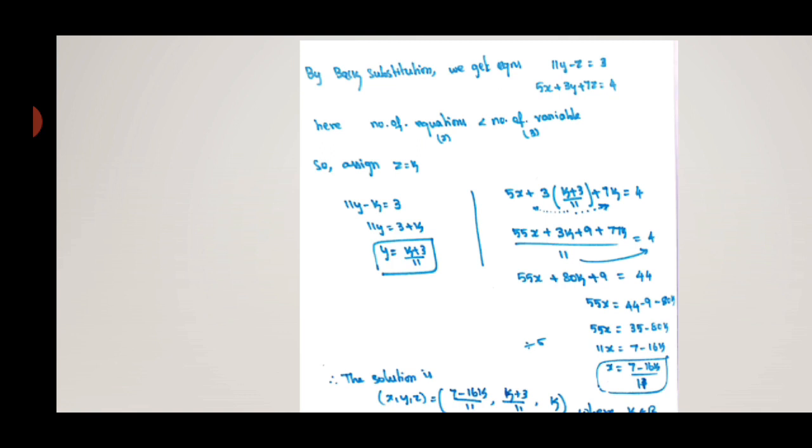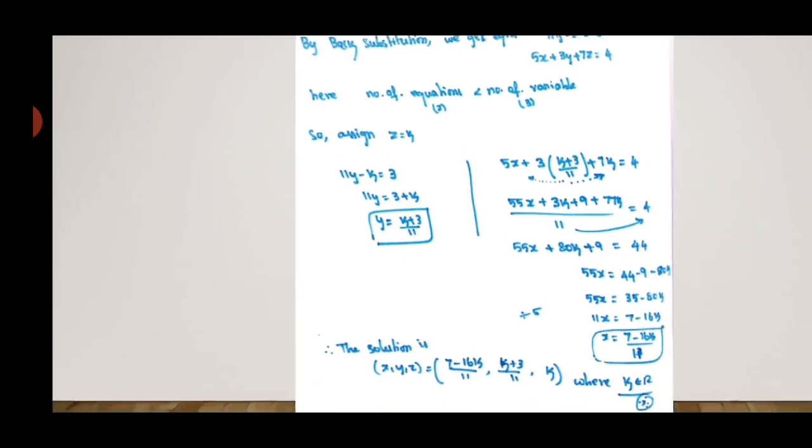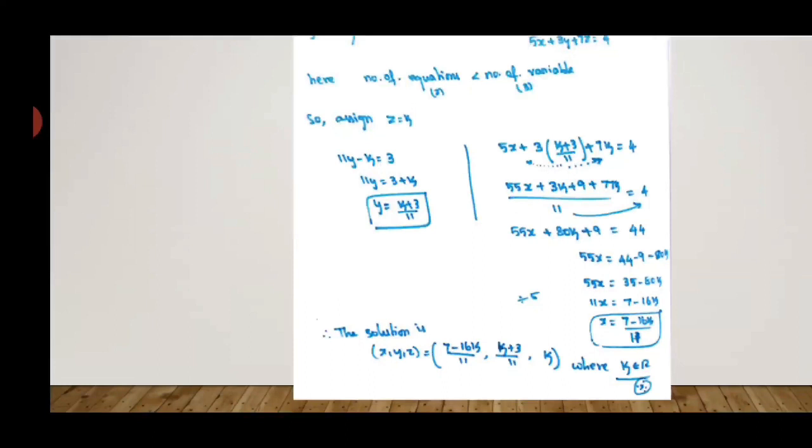Now use the z value k and the y value k plus 3 by 11 in the equation 5x plus 3y plus 7z is equal to 4. So in this I am going to apply the values. When I apply and simplify, I get x equal to 7 minus 16k by 11. So this answer I am getting.